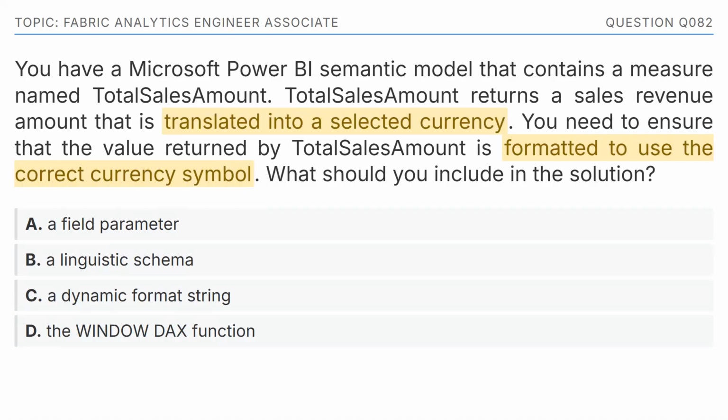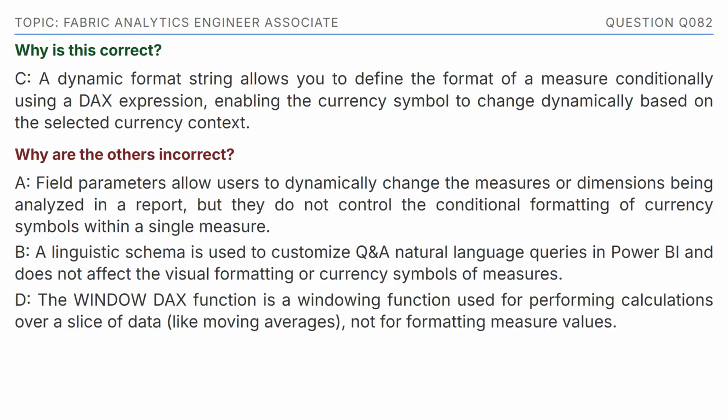To arrive at the correct answer, we focus on the keywords: translated into a selected currency, formatted to use the correct currency symbol. The correct answer is option C, a dynamic format string. Why is this correct? C. A dynamic format string allows you to define the format of a measure conditionally using a DAX expression, enabling the currency symbol to change dynamically based on the selected currency context.